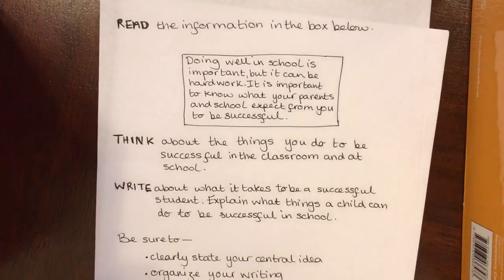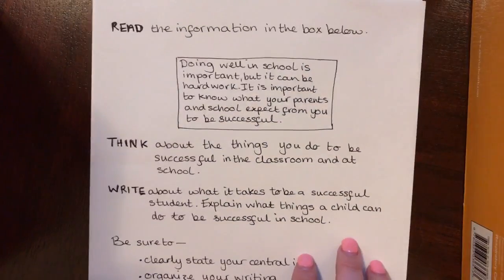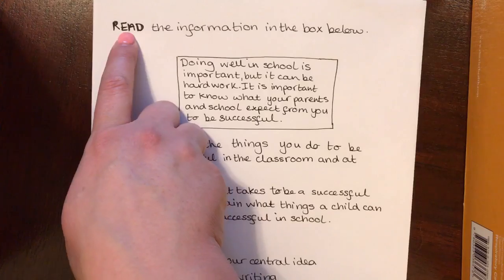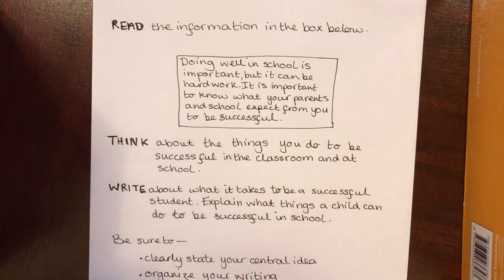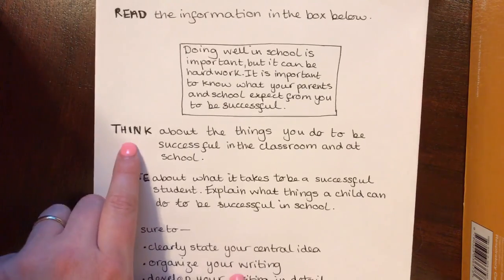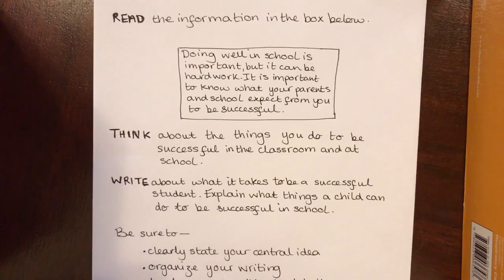A Texas 4th grade STAR prompt is going to look something like this, but it won't be in my handwriting. It will be typed neatly. It will tell the children to read the information in the box below, and then it will provide some information on the topic they're writing about. Doing well in school is important, but it can be hard work. It is important to know what your parents and school expect from you to be successful. Then it asks you to think about the things you do to be successful in the classroom and at school.